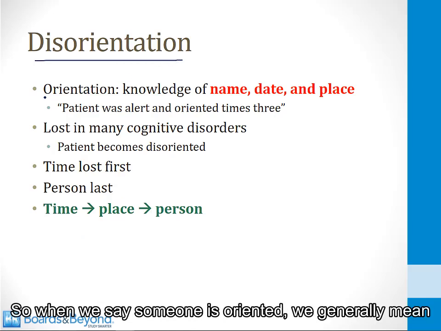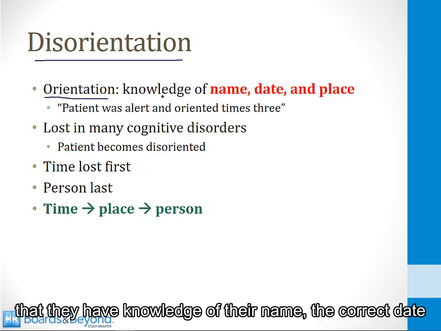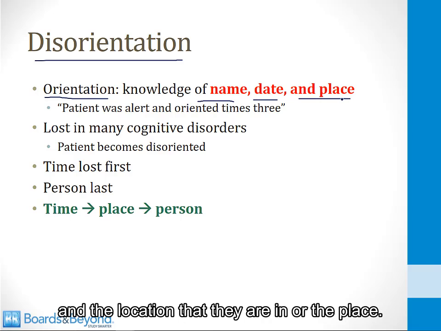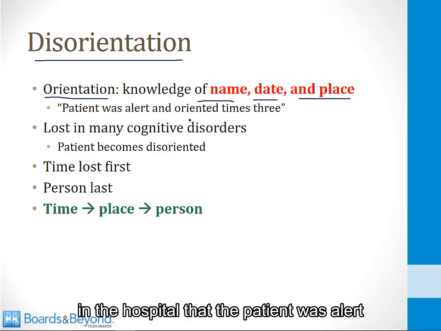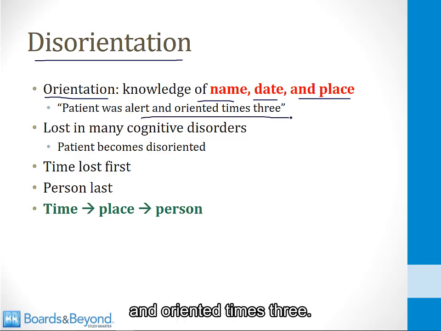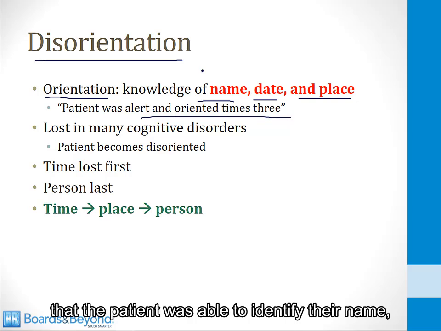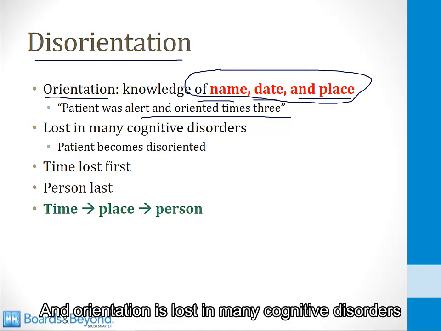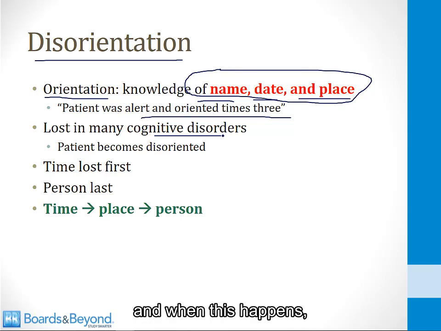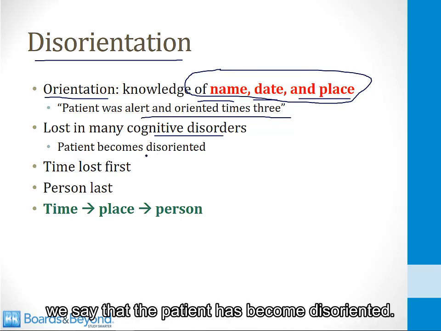So when we say someone is oriented, we generally mean that they have knowledge of their name, the correct date, and the location that they are in, or the place. And you'll often see written in the charts of patients in the hospital that the patient was alert and oriented times 3. What this means is that the patient was able to identify their name, the correct date, and the place that they were located. Orientation is lost in many cognitive disorders, and when this happens, we say that the patient has become disoriented.